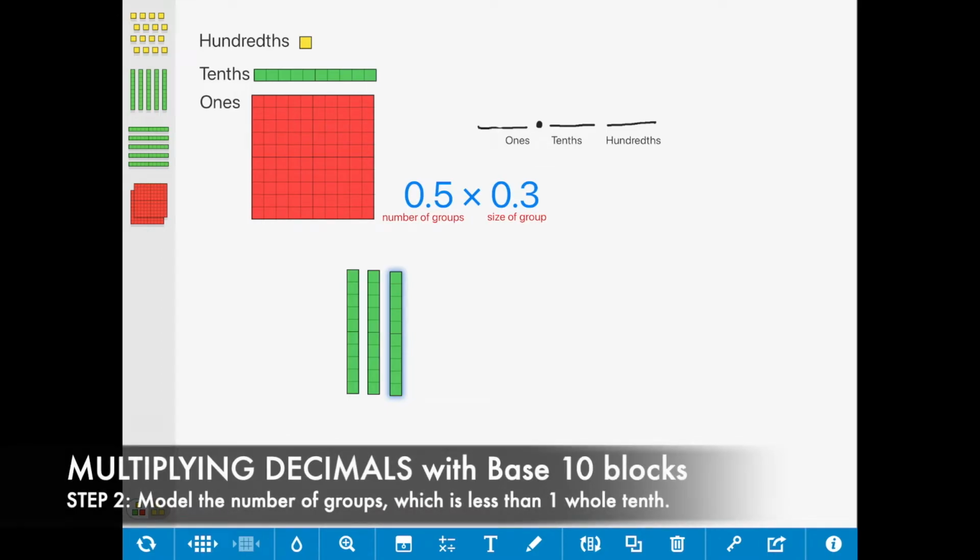Now we're going to look at the number of groups. I don't want the whole tenth, I actually want less than 1. I want 5 tenths of the tenth. So what does that look like? I'm going to go ahead and use the squares to model 5 tenths of a tenth. 1 tenth, 2 tenths, 3 tenths, 4 tenths, 5 tenths. I'm going to go ahead and do the same thing for the rest of the 2 tenths.